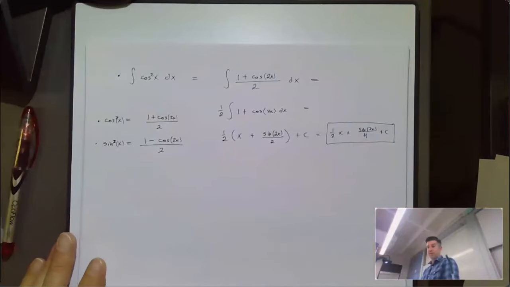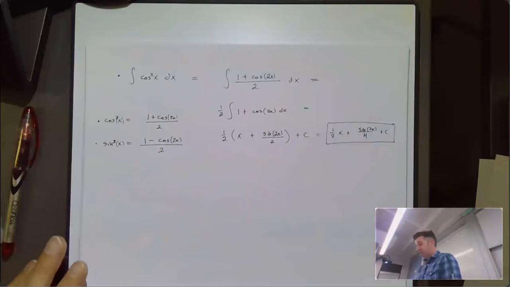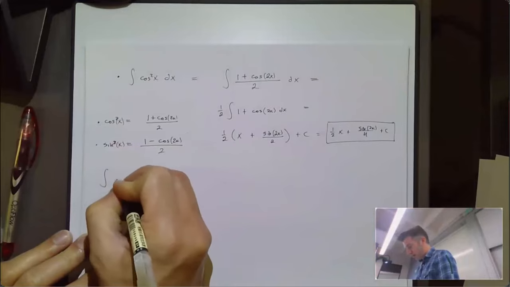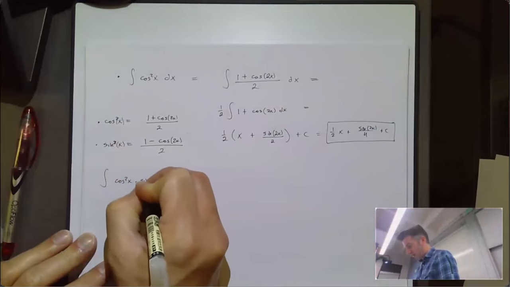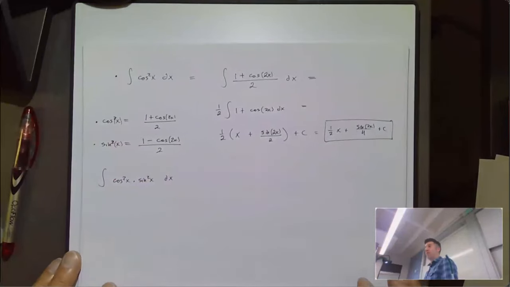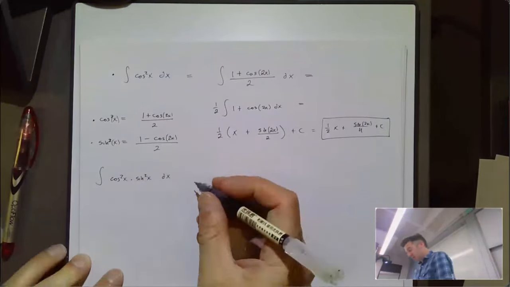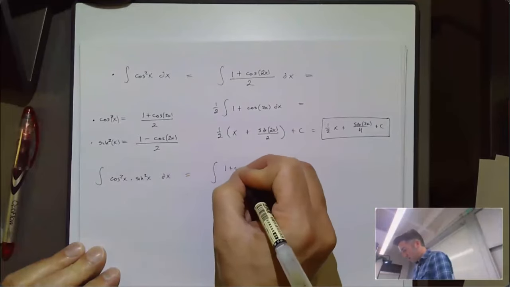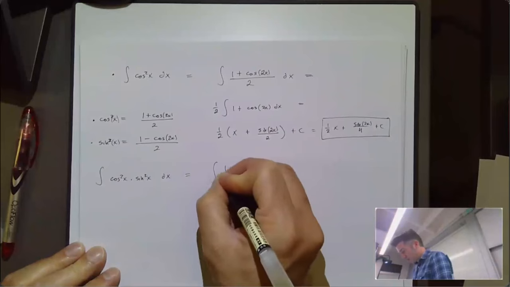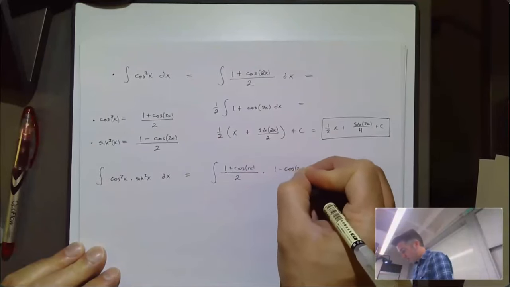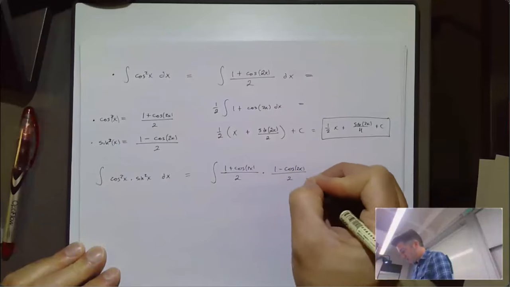These particular problems do get progressively worse if the even powers are higher. Meaning, if you had the integral, say, cosine squared x times sine squared x, you do have to replace both of them with their identities. So that's going to equal the integral of 1 plus cosine of 2x all over 2 times 1 minus cosine of 2x all over 2.